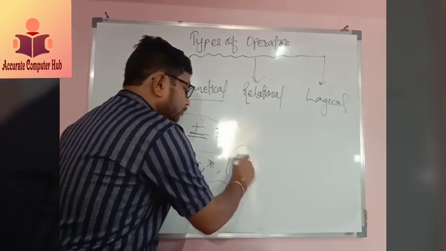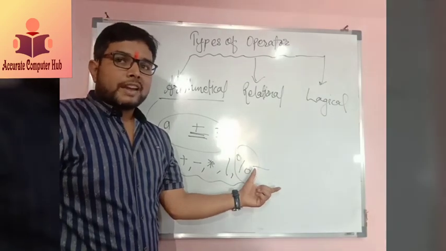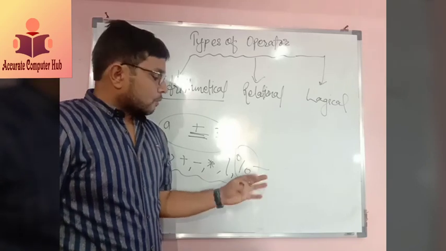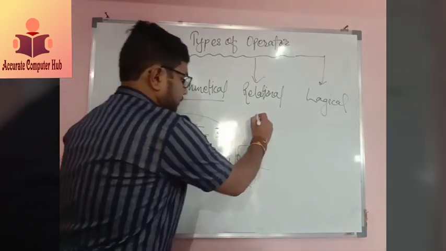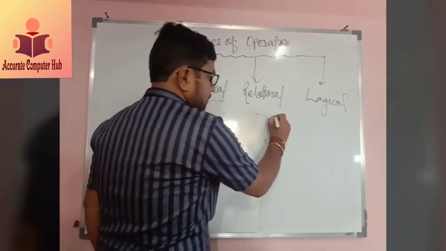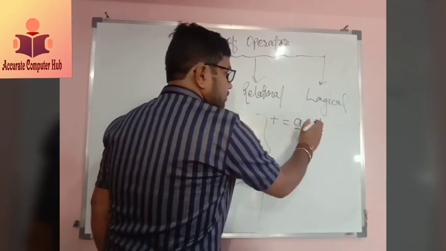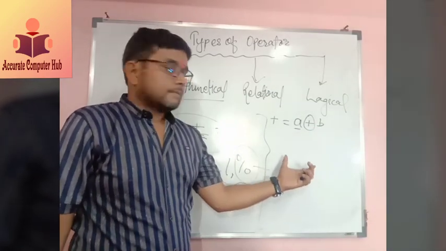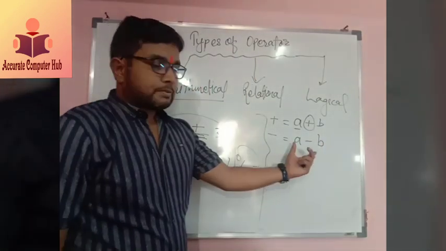The modulus sign is new for you, because you have learned it in maths as a percentage, but here this is not a percentage, this is modulus. I am giving you one example of each. First is plus, which you have already learned: A plus B. This is an arithmetical operator. Plus is used for addition. Then minus, A minus B, is used for subtraction.